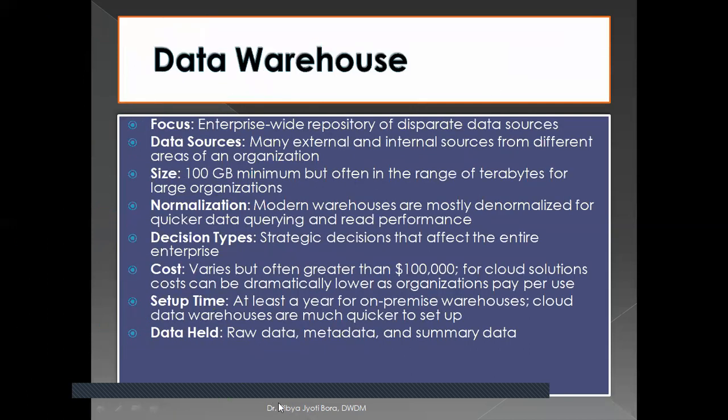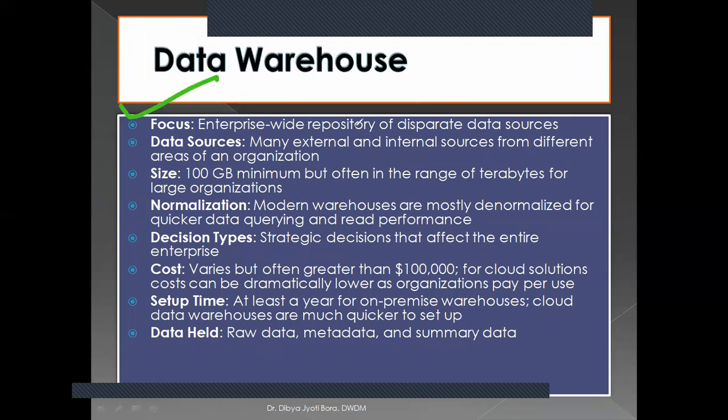And then let's discuss the same thing with respect to data warehouse. Focus: enterprise-wide repository of disparate data sources. Data sources: there will be many external and internal sources from different areas of an organization. Size: minimum 100 GB, but often in the range of terabytes for large organizations. Normalization: modern warehouses are mostly denormalized for quicker data query and read performance. Decision type: strategic decisions that affect the entire enterprise, not a single domain.